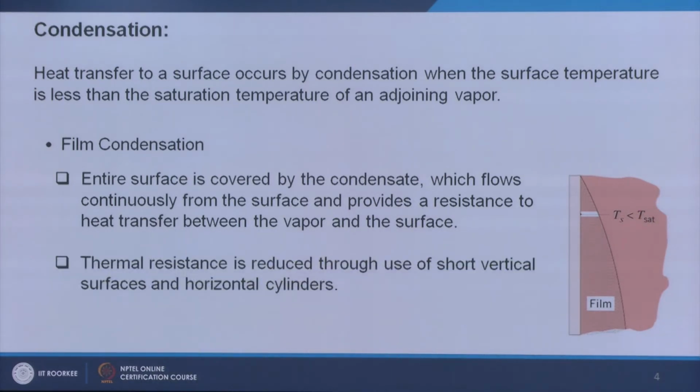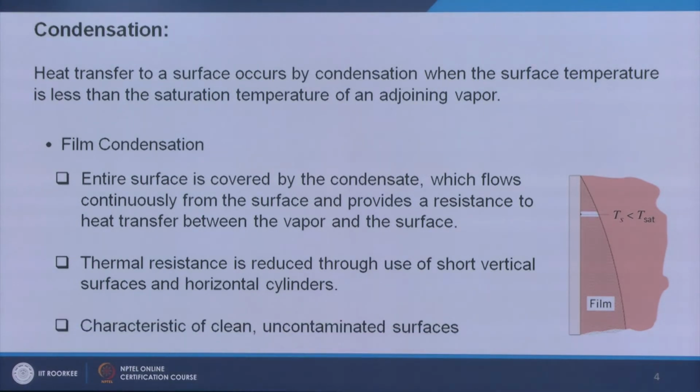Next, thermal resistance is reduced through the use of short vertical surfaces. To break this condensate, you can use small plates. This single plate you can break into small plates, which will break the liquid flow. So, thermal resistance is reduced through use of short vertical surfaces. If you put a horizontal surface, then obviously the liquid will not drain and the resistance will increase.